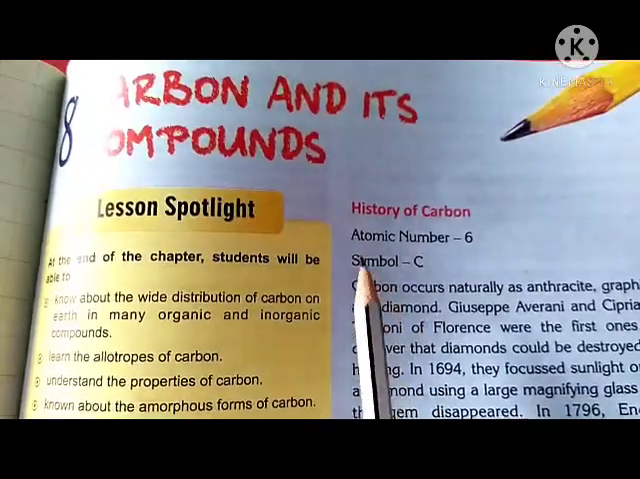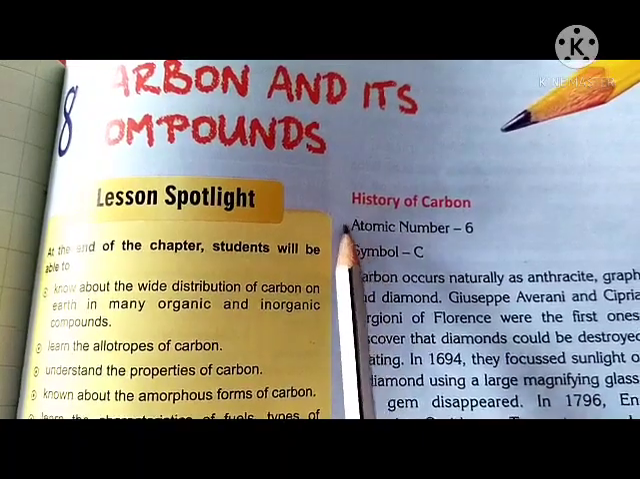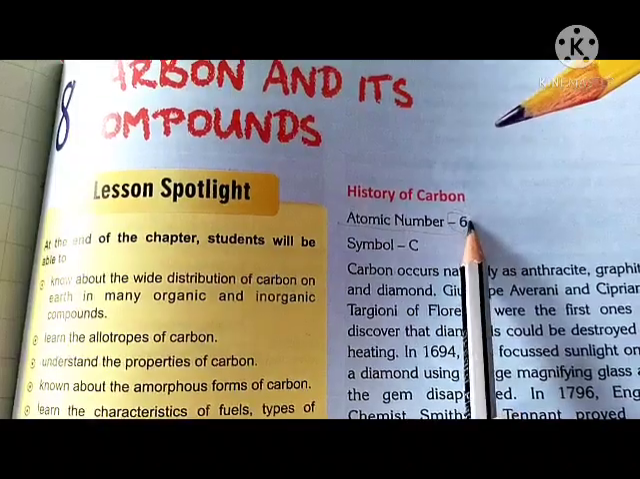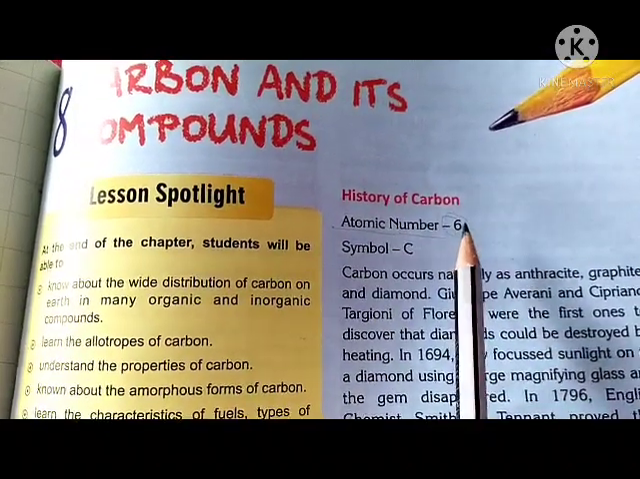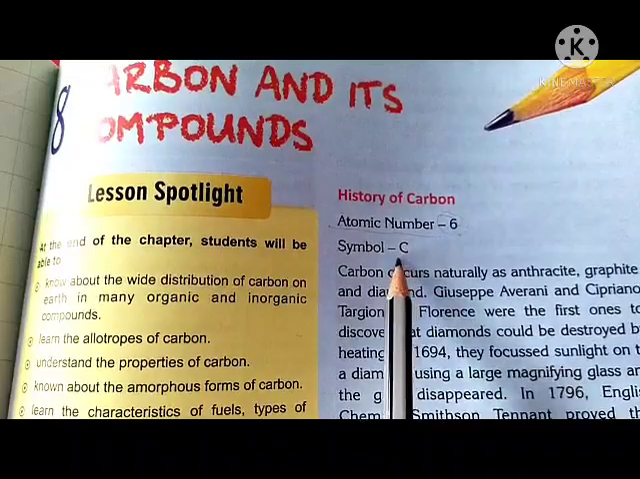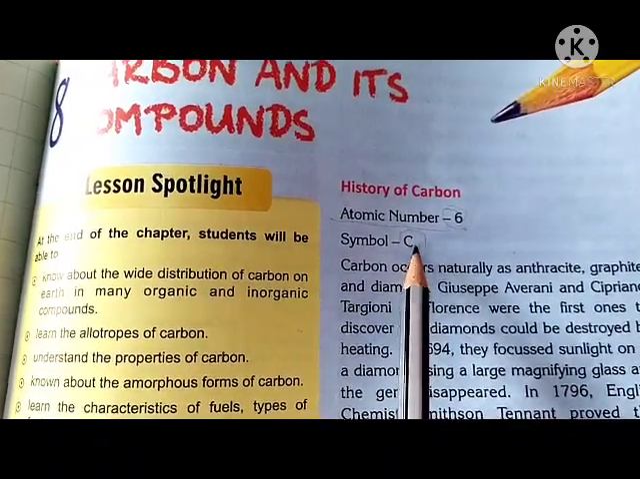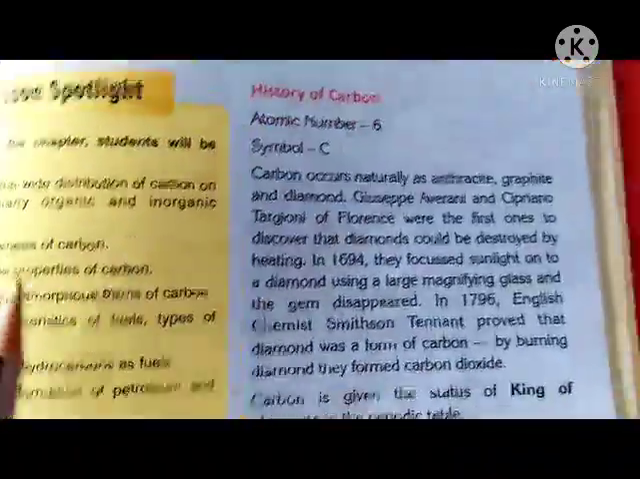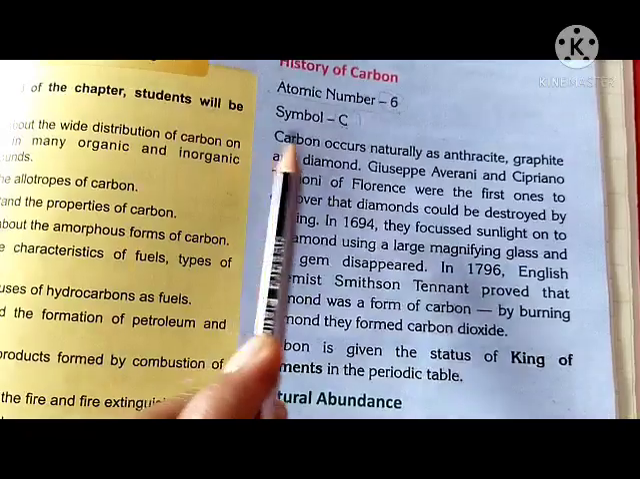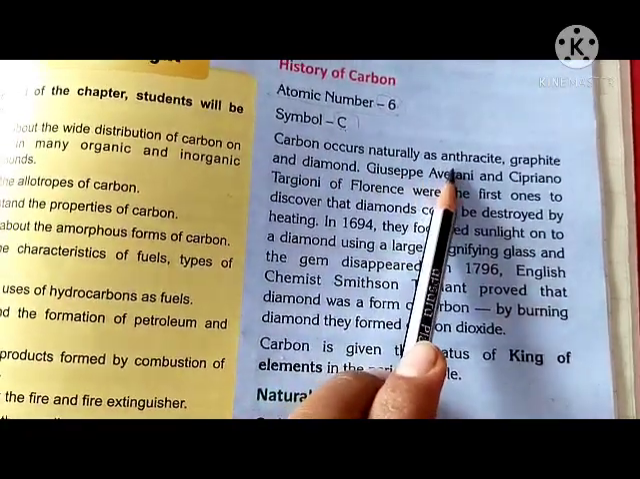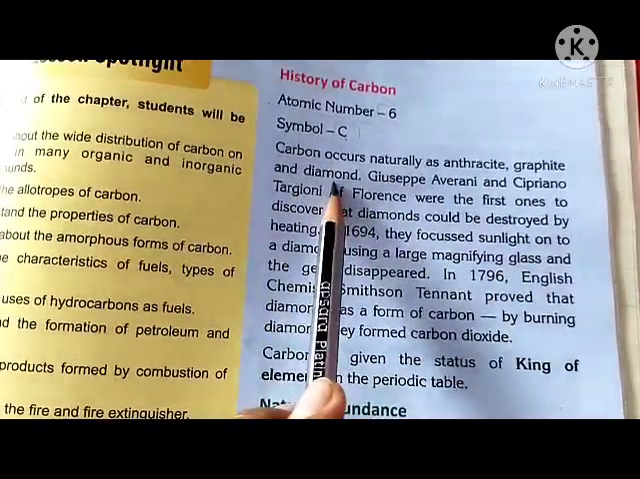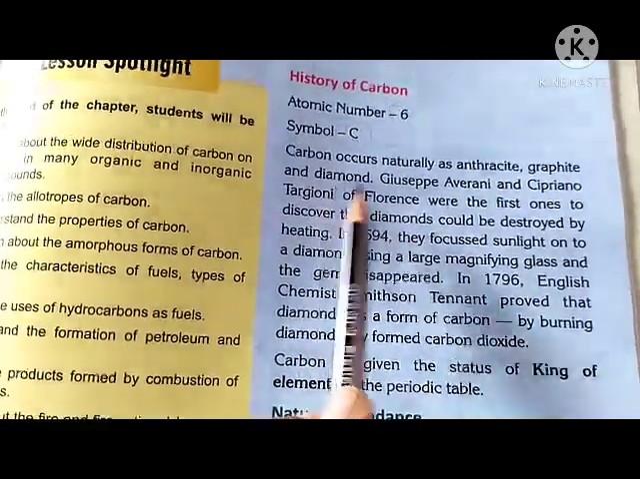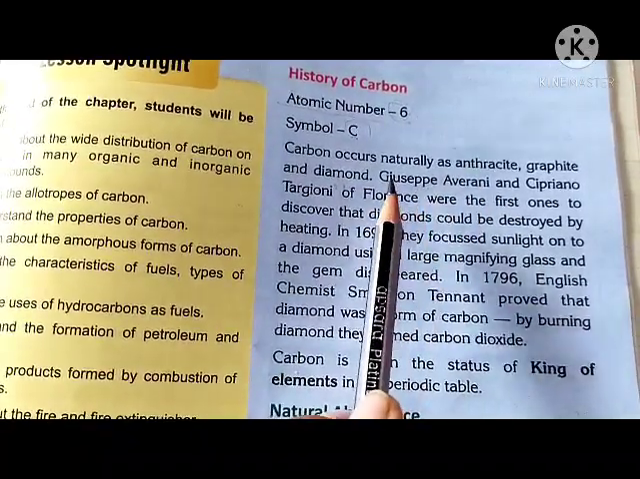Okay, so firstly what we have to know is the atomic number of carbon. Carbon has atomic number 6, and the symbol through which carbon is represented is C. Now read out here students. Carbon occurs naturally as anthracite, graphite and diamond. Means in nature the natural forms of carbon are diamond, graphite and anthracite.